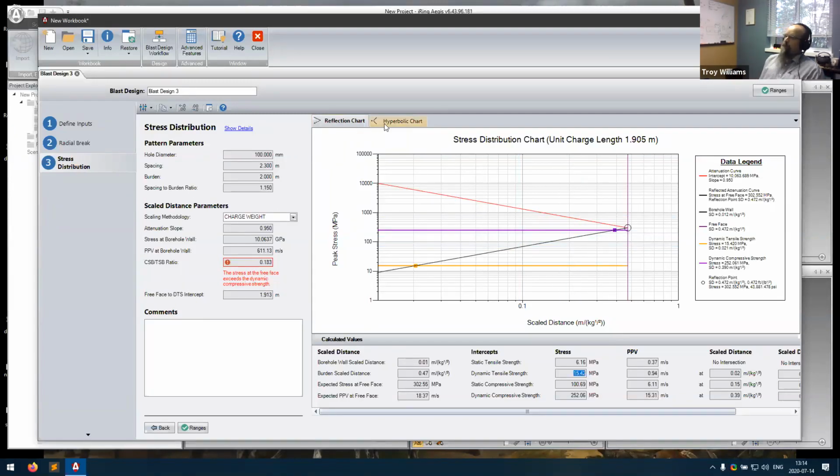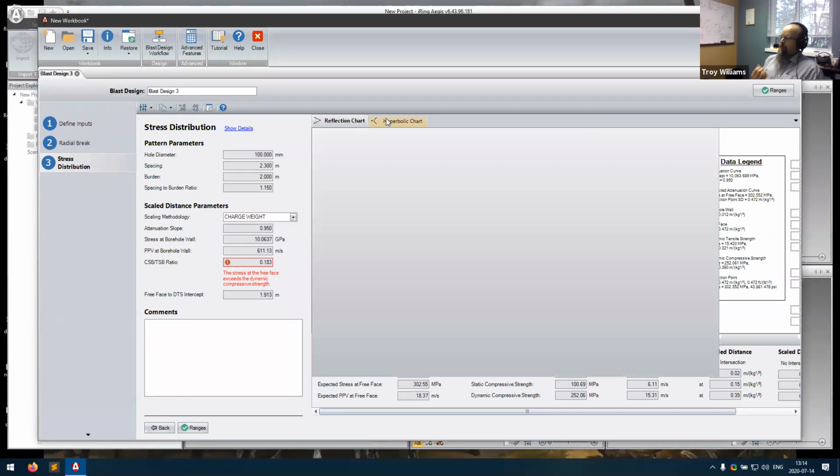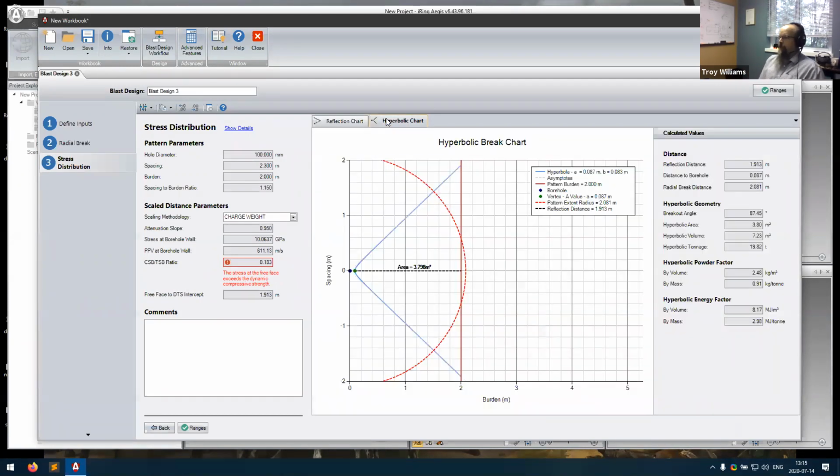We have a different way to view this picture. We can actually view it using what we call our hyperbolic chart. So this is a plan view. The black dot here would represent our blast hole. This line would represent our free face. And these are in real units, which are in meters. So as the explosive detonates, the shock wave, the rolling wave front, travels out radially, strikes the free face and is reflected back in a tensile wave.